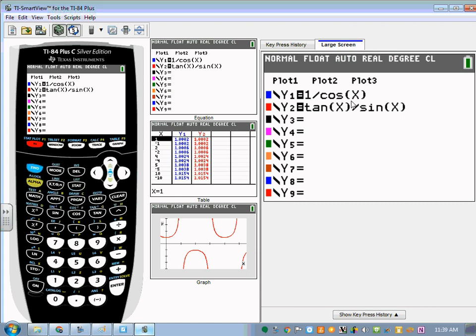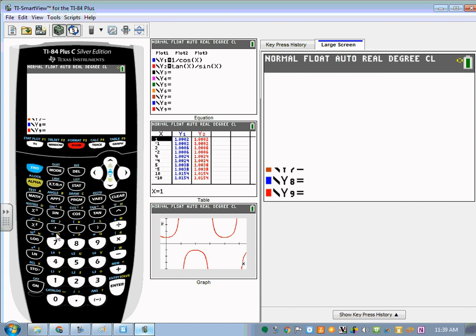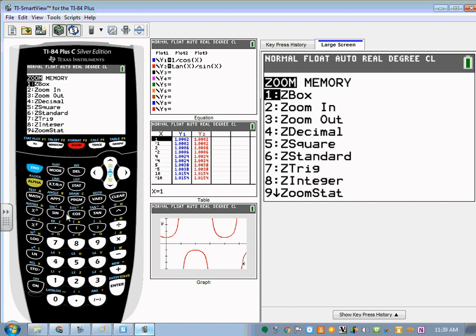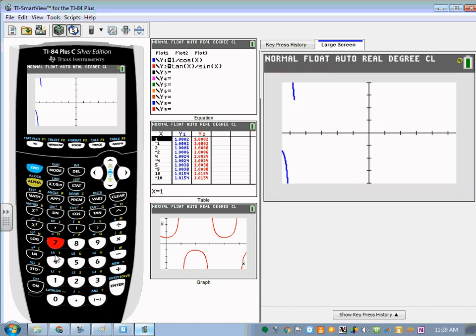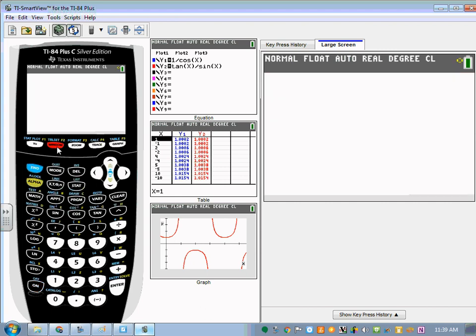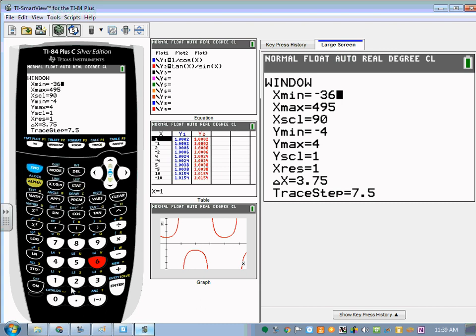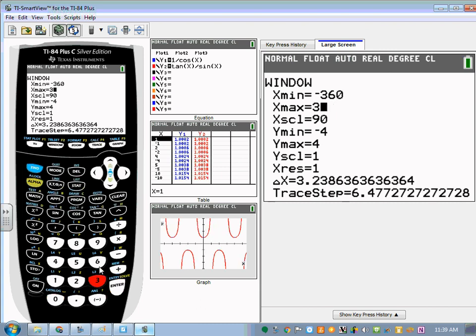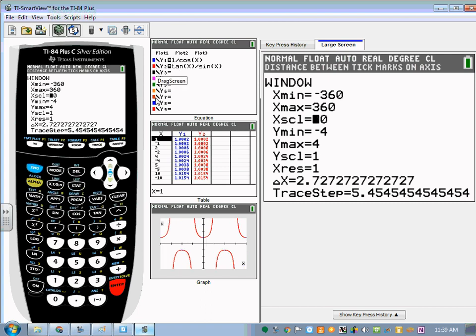Now, I am going to go to zoom trig, so that's the zoom button, number 7, but it wants us to verify this. Sorry, we're just going to stop that graph with the on button. Go to our window, and they only want us to look at this between negative 360 and positive 360. Now, what I've done on my calculator is I've told it to graph 1 over cos x in blue and then graph tan x over sine x in red. If this is an identity, the red graph should look exactly the same as the blue graph.